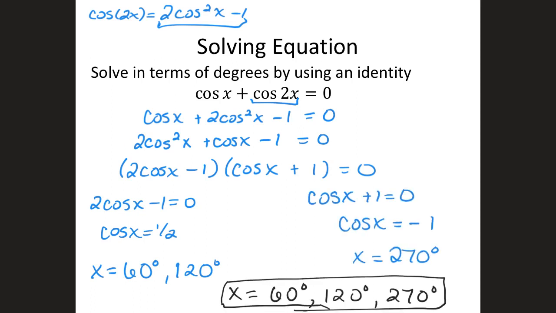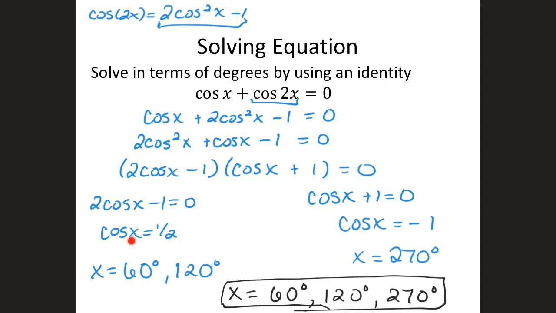Okay, to factor, I knew that 2 times cosine of x times a cosine of x would give me 2 cosine of x squared. A negative 1 times a positive 1 would give me a negative 1, and then I just needed to check my like terms. Negative 1 cosine of x and 2 cosines of x would combine to a positive cosine of x. Once I have my factors, I set them equal to 0 and solve.